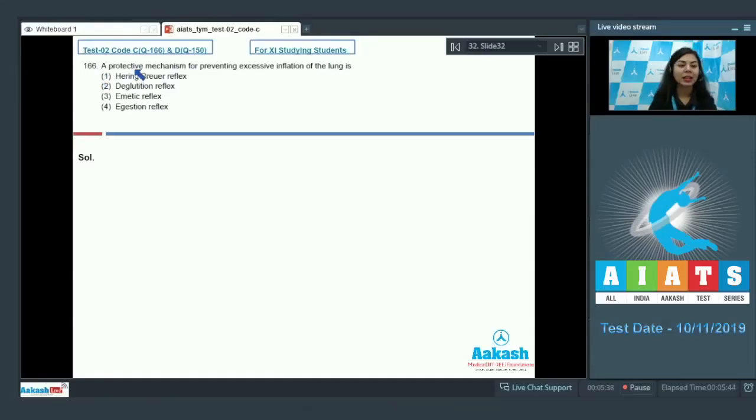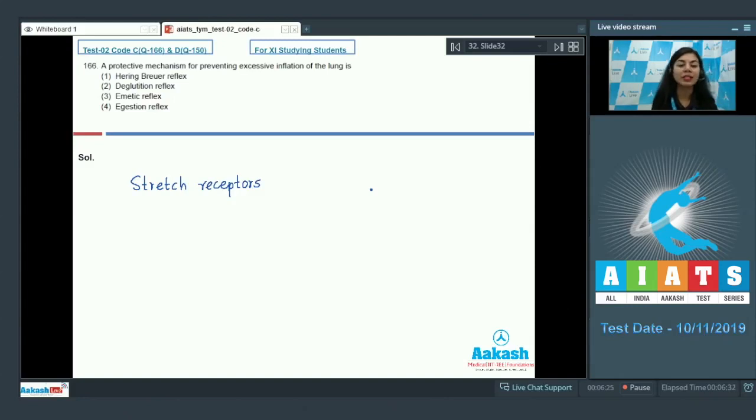Question number 166. A protective mechanism for preventing excessive inflation of the lung is: Hering-Breuer reflex, deglutition reflex, emetic reflex, ejection reflex. In the walls of bronchi and bronchioles, there are stretch receptors. These stretch receptors are stimulated by overstretching of the lungs, and nerve impulses are sent along the vagus nerve to inhibit any excessive inflation of the lungs.